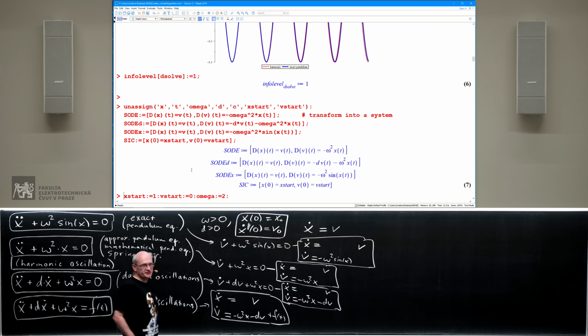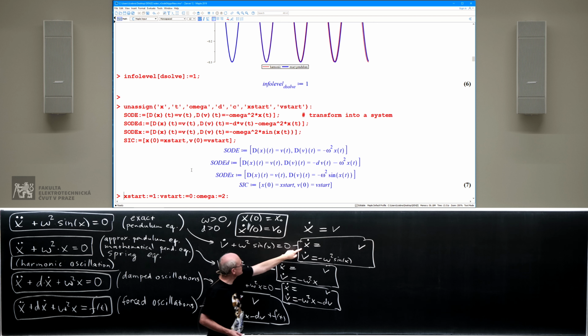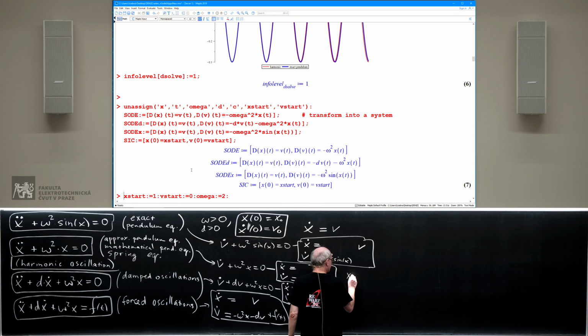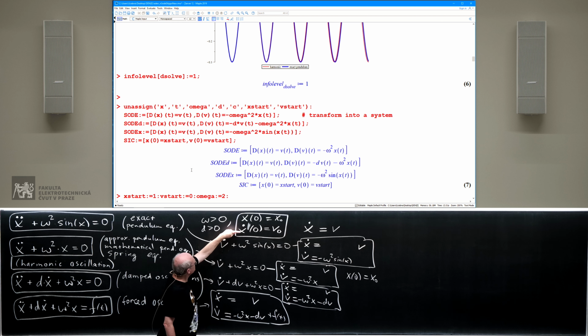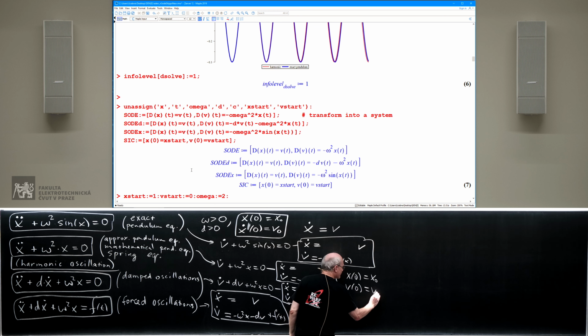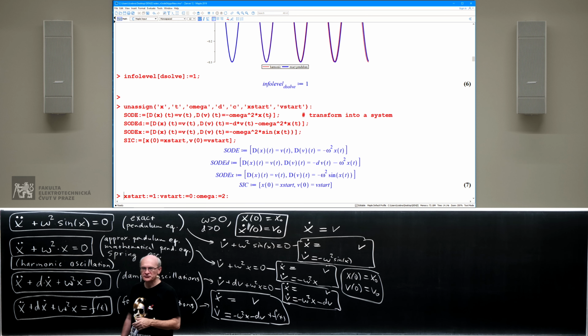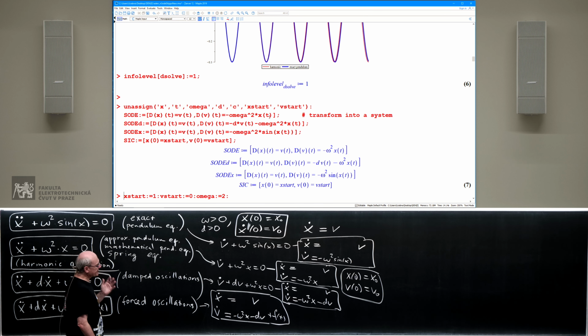There are some initial conditions also, just written in a special way for the system, because we know that this also works for the system. x naught is x naught, but now instead of the derivative, we simply put v. So we have this nice set of initial conditions for our systems. So we will now ask Maple to solve these systems numerically.